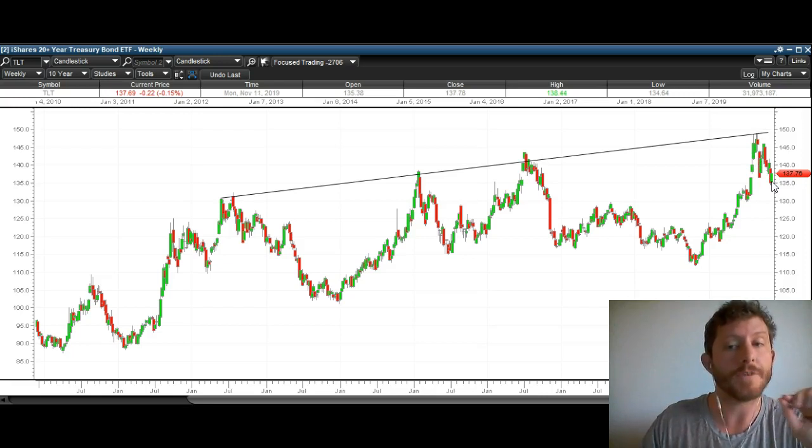But now I'm seeing something even more interesting. First and foremost, I do think that ultimately TLT and bonds will head even lower than where they're at, and I'm going to show you exactly why.